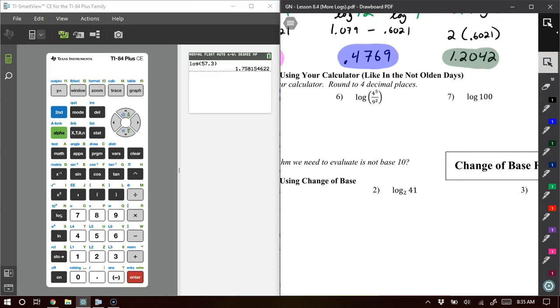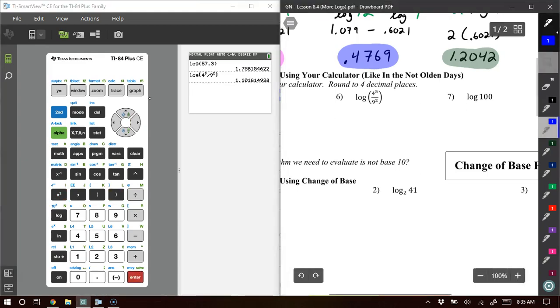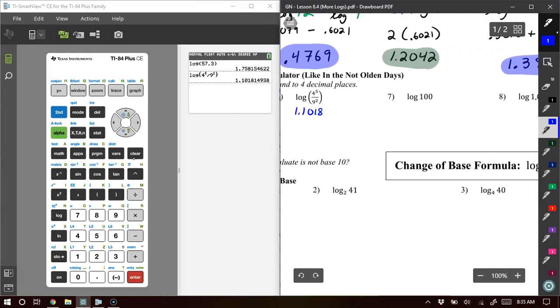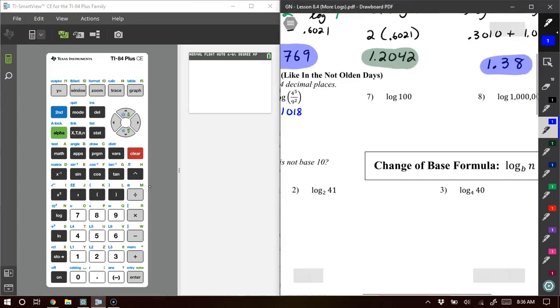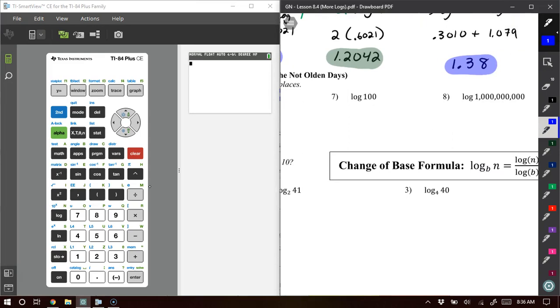Log of 4 to the fifth power, divided by 9 squared. That is 1.10181. Round to 4 places. That 1 does not change that 8 at all. Log of 100. Again, you don't know what the 1.1018 means, but let's just see. Maybe these last two might help us.